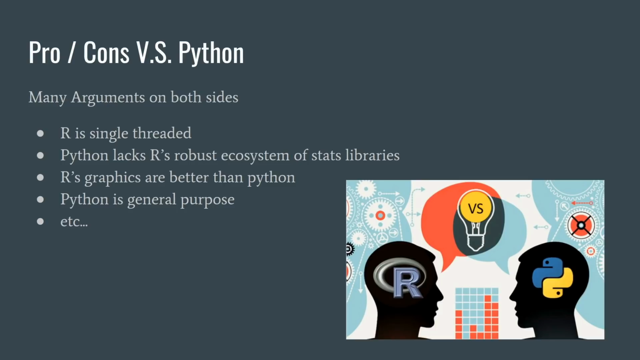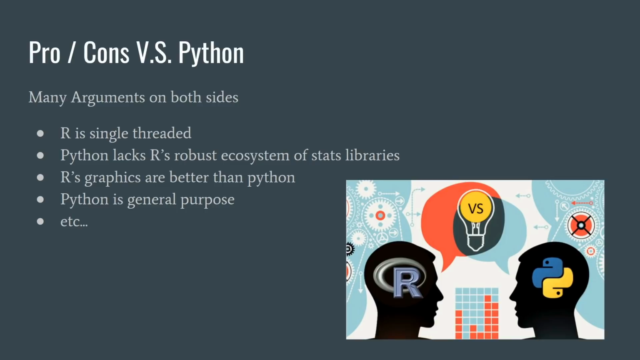Python lacks R's robust ecosystem for stats libraries. There's just no other language, to my knowledge, that really has the amount of packages, tooling, and code built around statistics, statistical analysis, and all of that R has. R has an amazing wealth of code that's already been written and that has been widely used for decades.